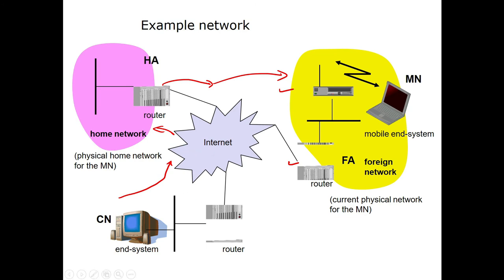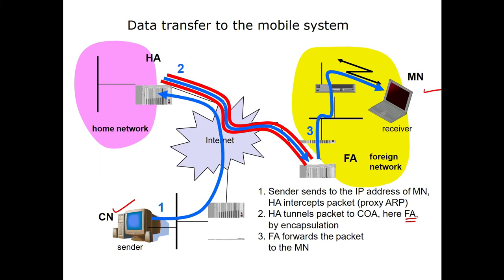So this is an example where the data is transmitted from the correspondent node through the internet, and this is transmitted with respect to the physical home network to the mobile node through the home network. The home agent sends it via a router, and the data will be transmitted via the internet through the different foreign agents, so through different routers, and this will exchange communication with the mobile end system. So each and every time the router will be able to send to the current physical network of the mobile node. So this is the data transfer to the mobile system.